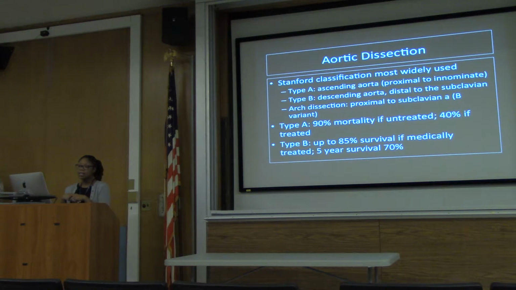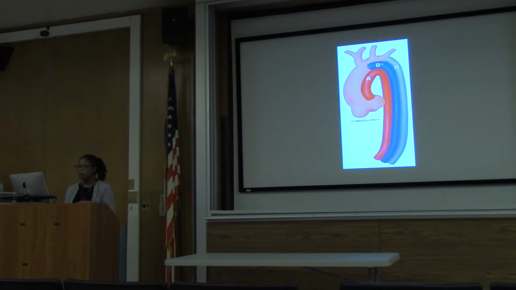The importance being that the type A dissections require surgical intervention. If not, well, 90% of these patients will die. And type B can be managed successfully with medical therapy. So here's a nice diagram that demonstrates that anything that is involved in the ascending aorta, again, that goes from the aortic root to the brachiocephalic, that's a type A.